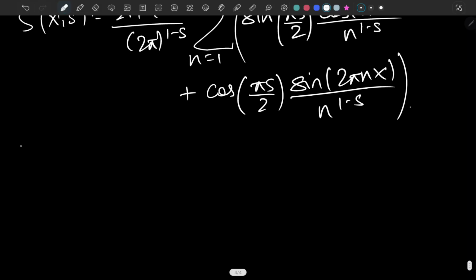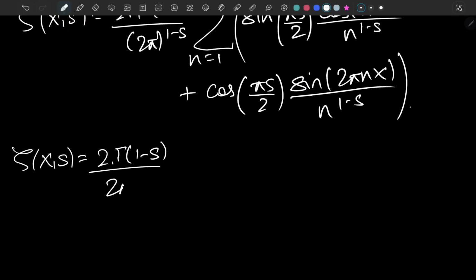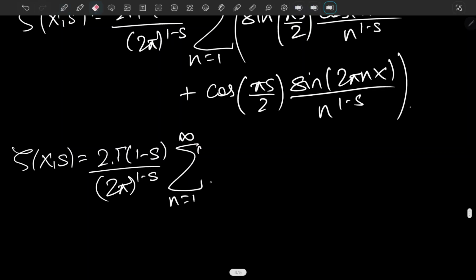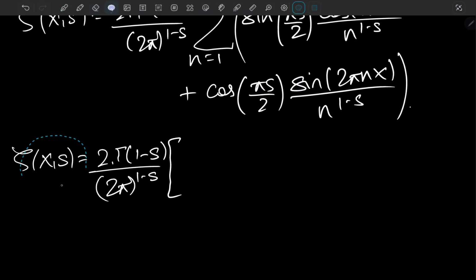And now finally we can just split this a little bit. So basically this is 2 times gamma of 1 minus s over 2 pi to the 1 minus s, and it's this sum as n goes from 1 to infinity. Wait a second, we can just write this as this thing sort of. Wait a second, let me just write this.